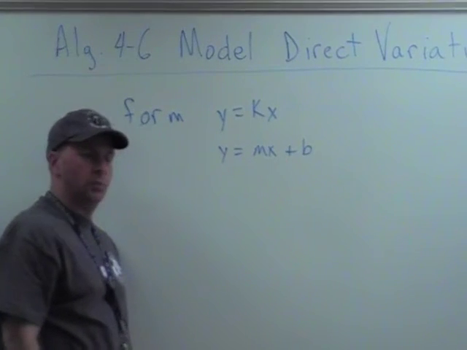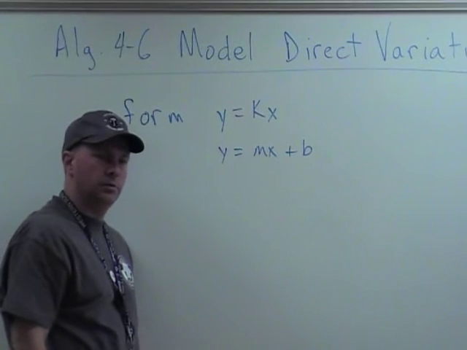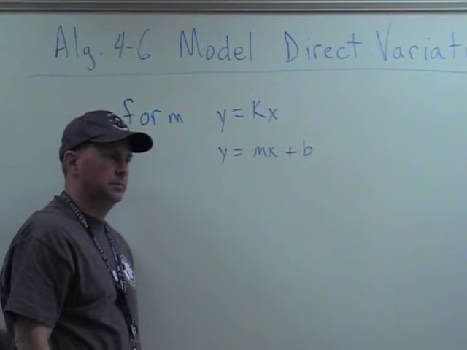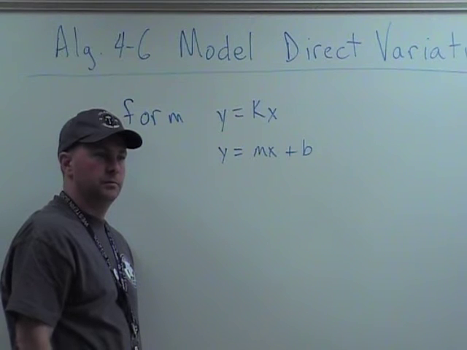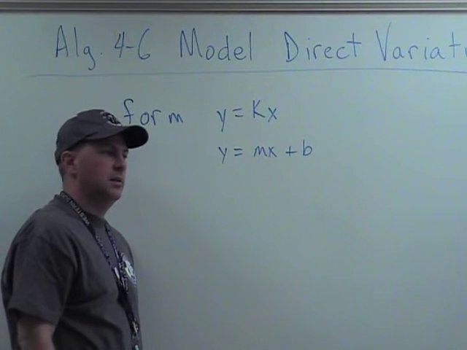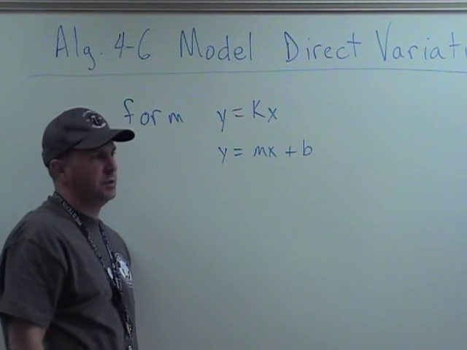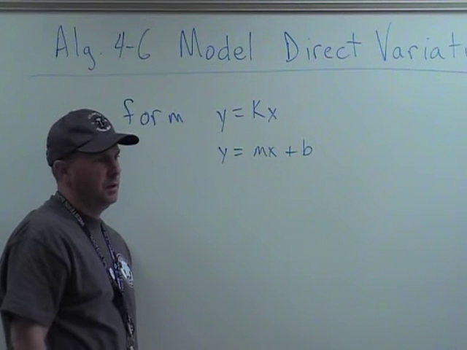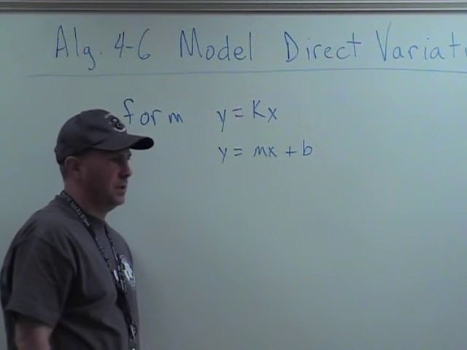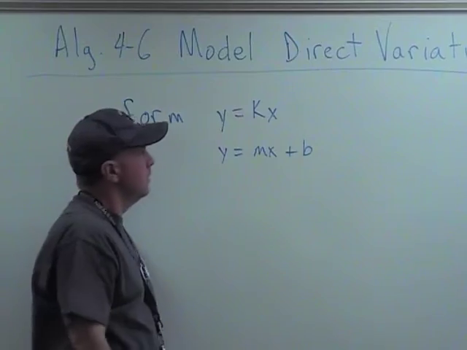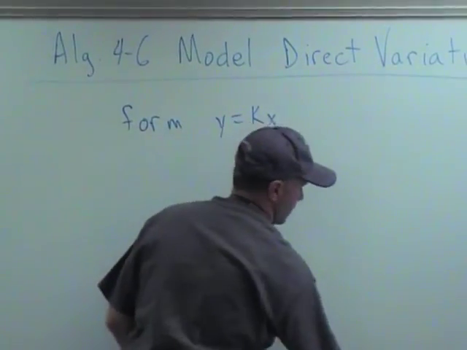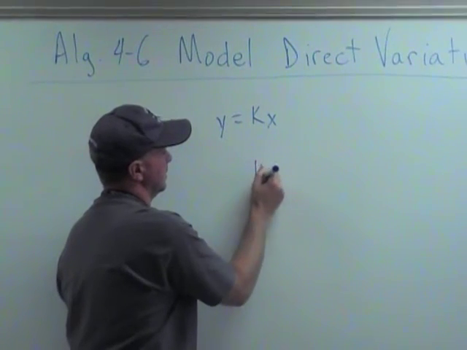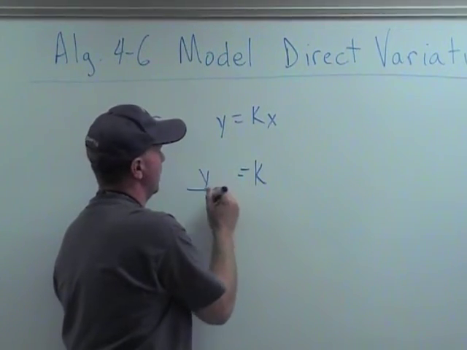But direct variation always goes through what on a graph? Zero, zero. Always. That's why it says that k is a constant of variation. So it's going to be a straight line, and y constantly varies with x. If I were to solve this formula for k and get the constant of variation, you get y over x.